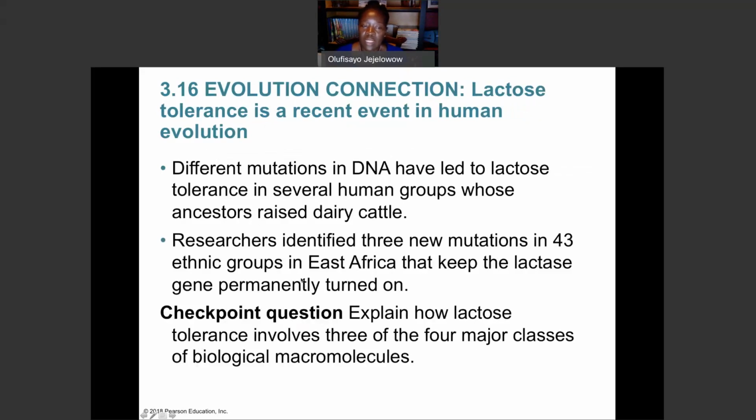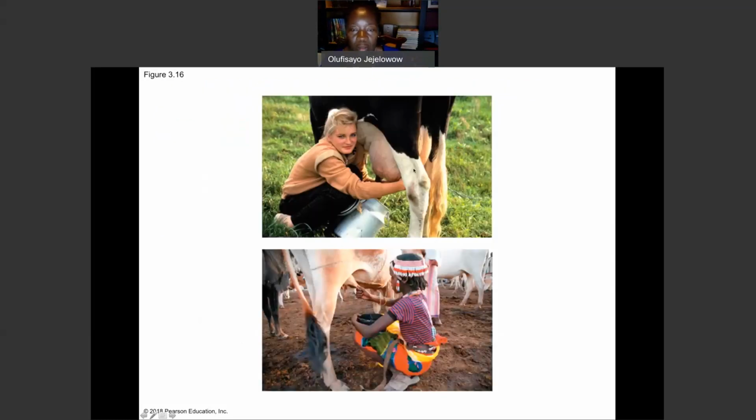So it is known that some people are lactose tolerant, others are not. Different mutations in DNA in humans have led to lactose tolerance in several human groups. Both their ancestors raised cattle. Those whose ancestors raised cattle have developed the lactase gene permanently turned on in their body, and so they do not suffer lactose intolerance. So milking, different ways of milking.